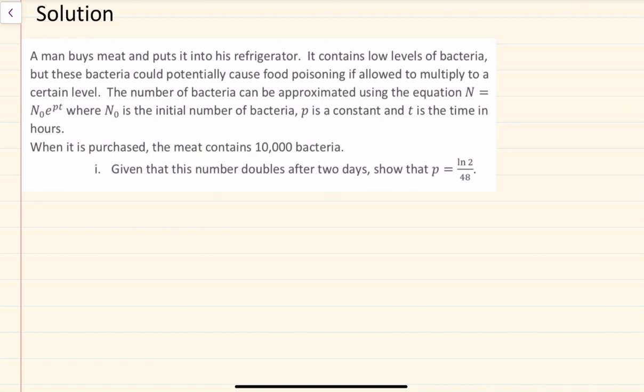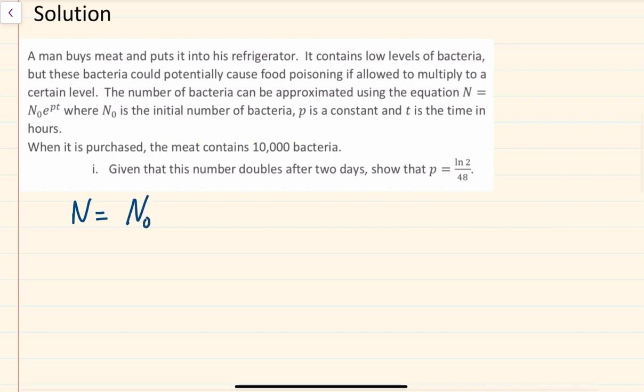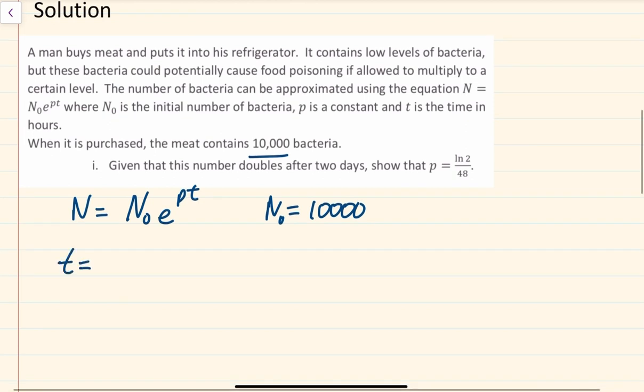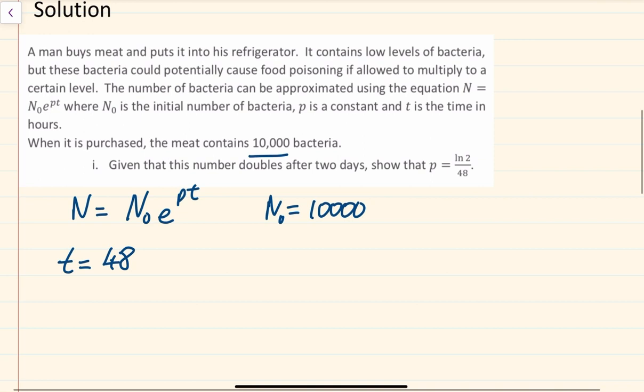So the first thing we do is write down the equation, which was N is equal to N0 e to the Pt, where N0 is the initial amount of bacteria. So N0 is equal to 10,000 because there were 10,000 bacteria. And T is a number of hours. It says, given that this number doubles after 2 days, and 1 day is 24 hours, so 2 days would be 48 hours. If it doubles, that means N is going to be double 10,000, so it's going to be 20,000.